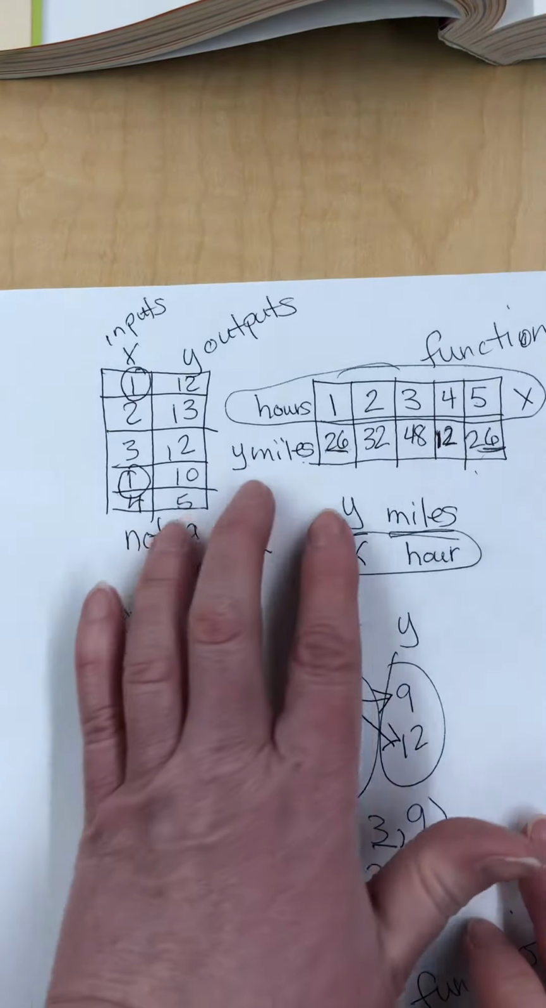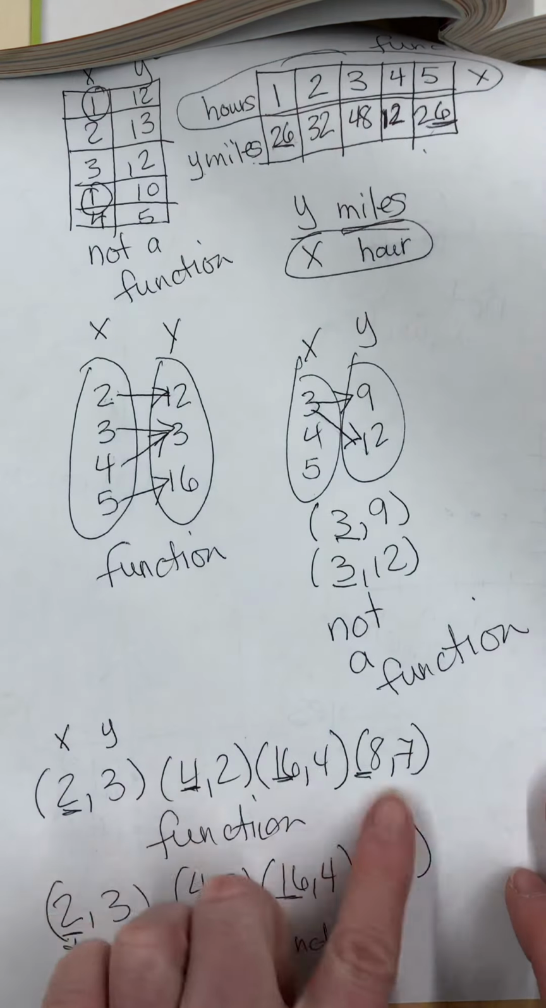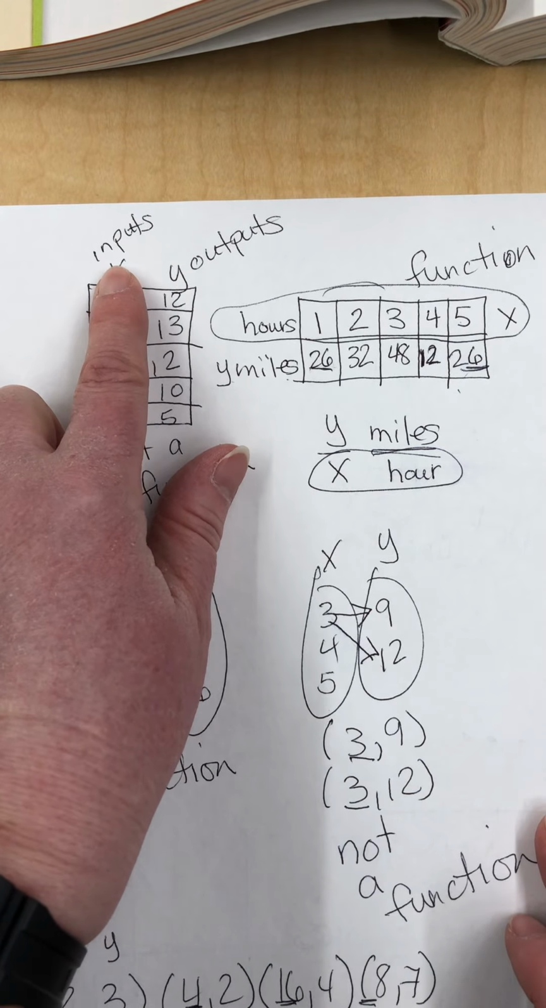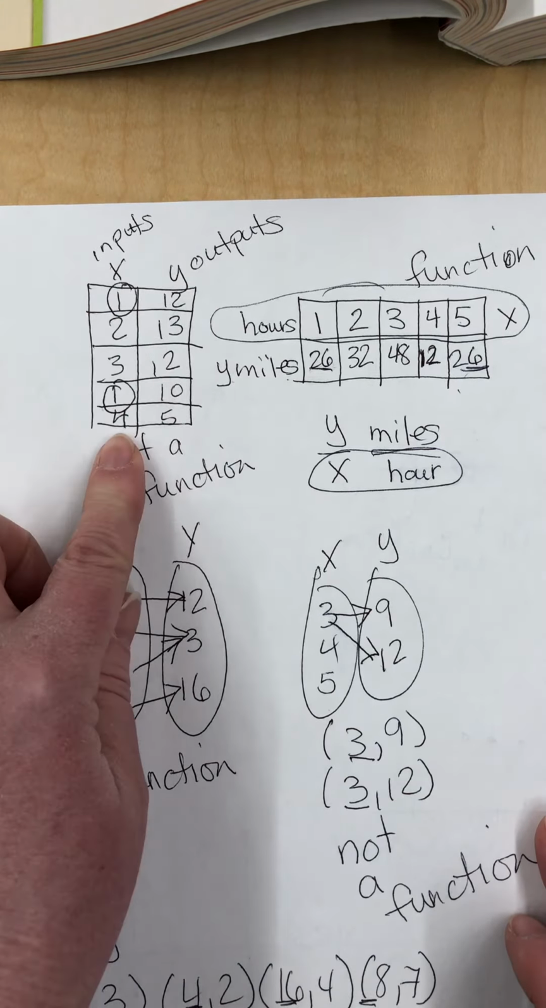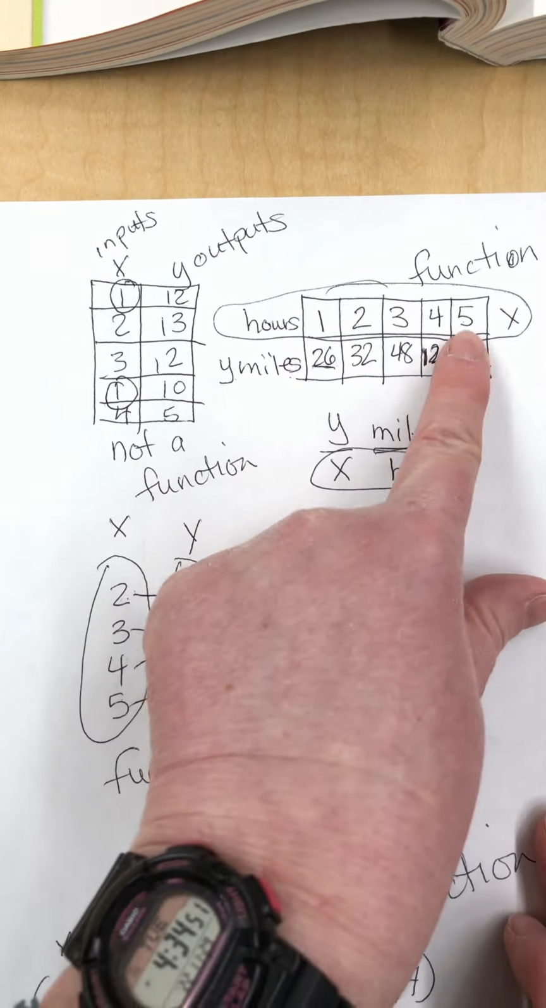So you want to be able to determine whether you have a graph, whether you have a table, whether you have a mapping diagram, or whether you have ordered pairs. You're looking for the x's or the input. Sometimes instead of x, they put input and output. You're looking for the inputs. If they repeat, it's a no. If they don't repeat, it's a yes.